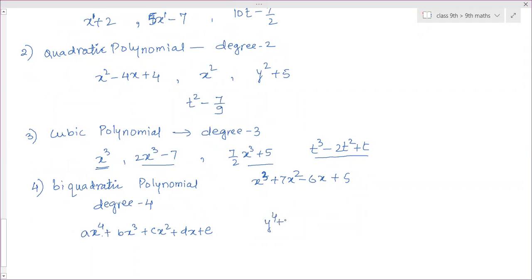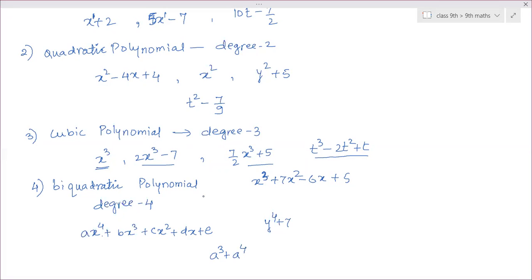y to the power 4 plus 7. Only 2 terms are there, but the maximum power of the variable is 4. So therefore this is biquadratic. a cube plus a to the power 4. So here the maximum power is 4. So therefore it is a biquadratic polynomial. Ma'am, but here a is a variable, not a constant. Yeah, a is a variable in this case.